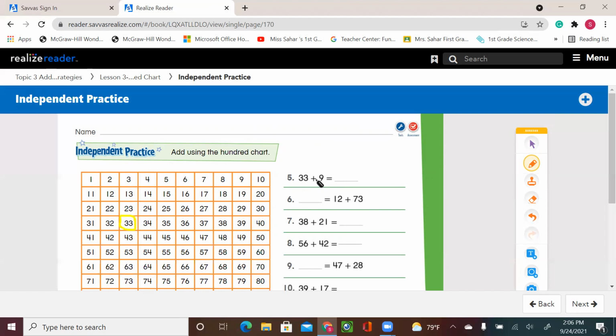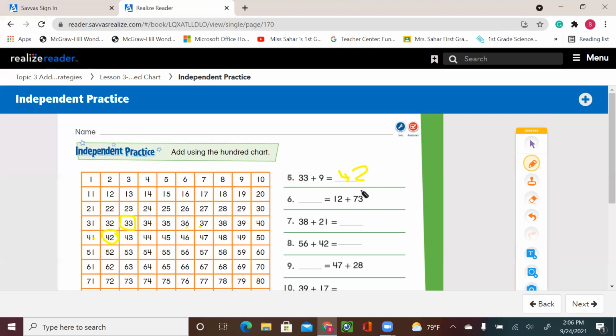Plus 9 means no tens, only ones. So for the ones, I'm going to move to the right, counting nine numbers. 1, 2, 3, 4, 5, 6, 7, 8, 9. Landed on 42. So 33 plus 9 equals 42. And I put my total on my sum here.